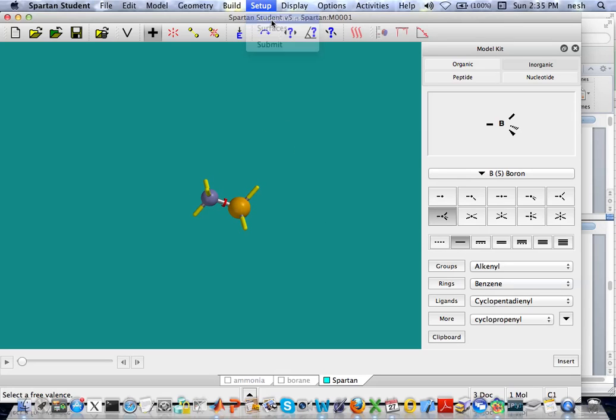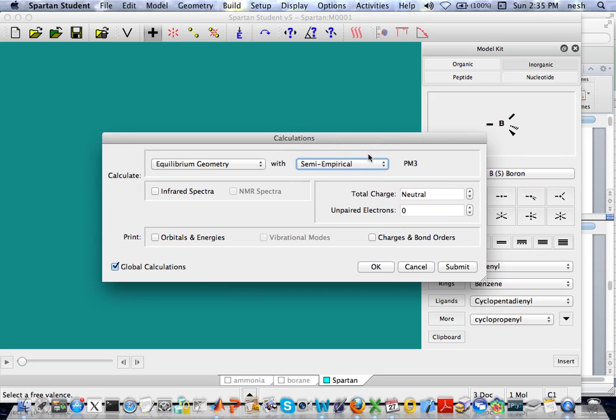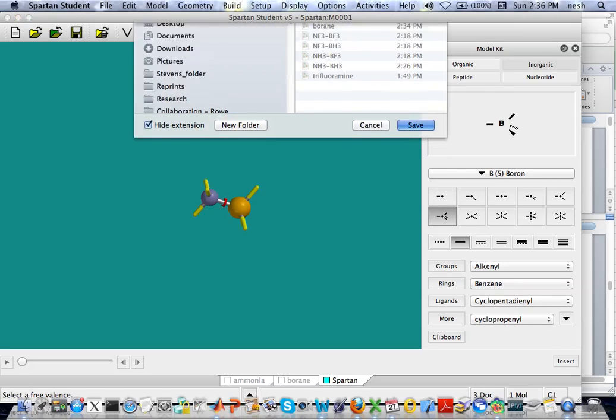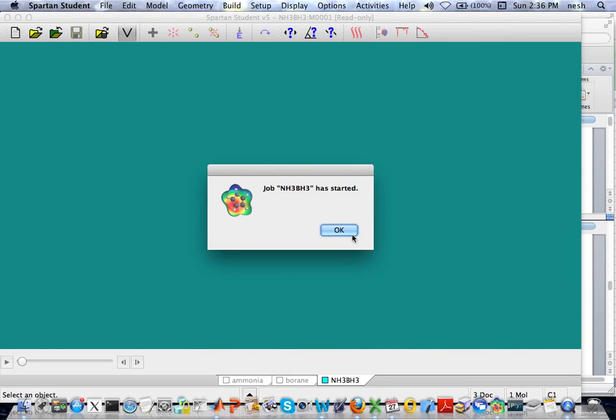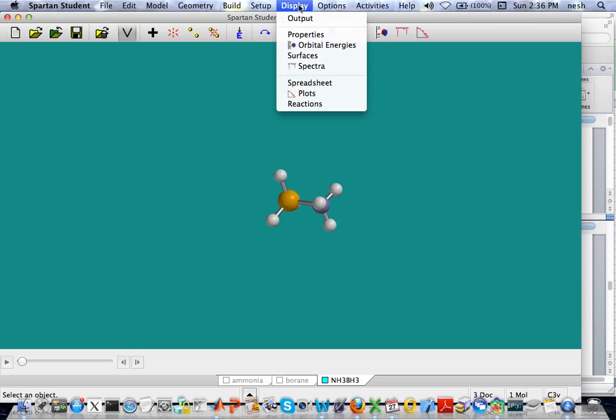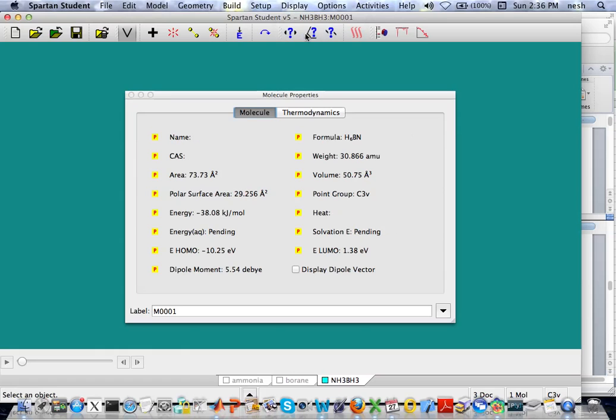Now I'm going to set up a calculation. Again, that's a semi-empirical. I think everything looks okay, and I'm just going to call this my NH3BH3 adduct. And now it has started. Hopefully it'll finish pretty soon. There we go. So now I have all three of these molecules. You'll be looking at these as electrostatic potential mappings, but as I say, I want to go straight to these properties and look at the energies.